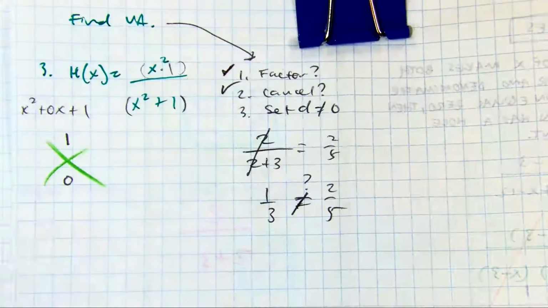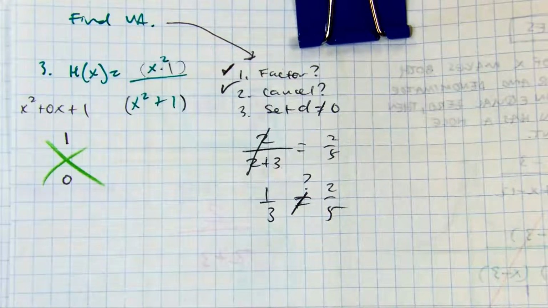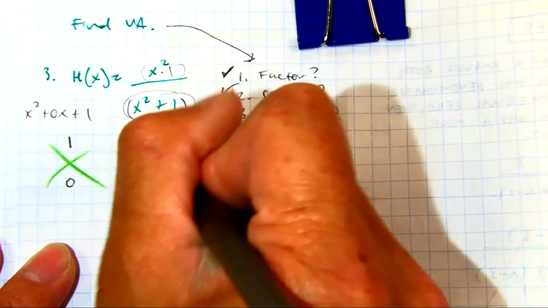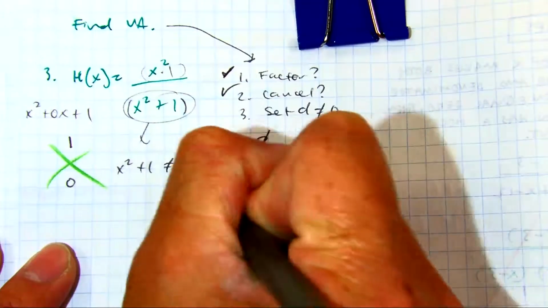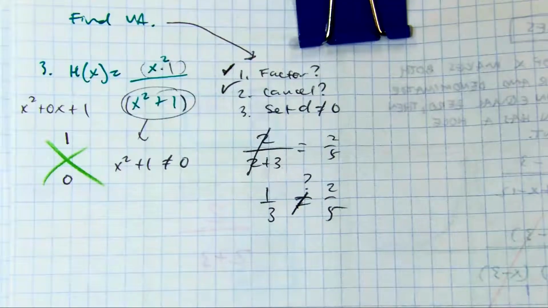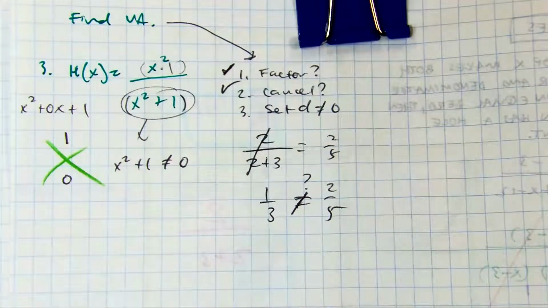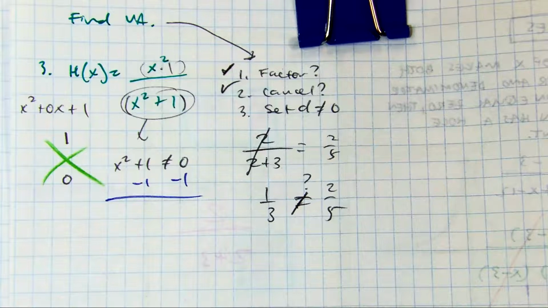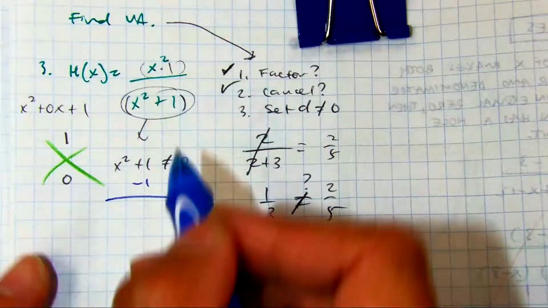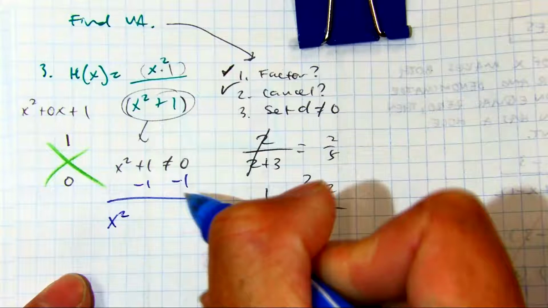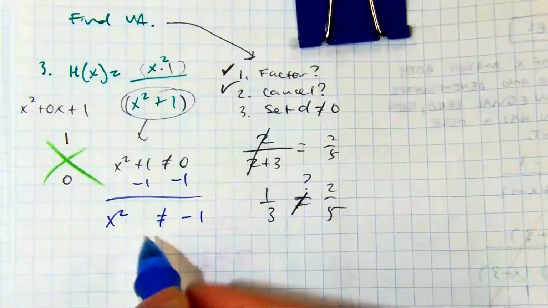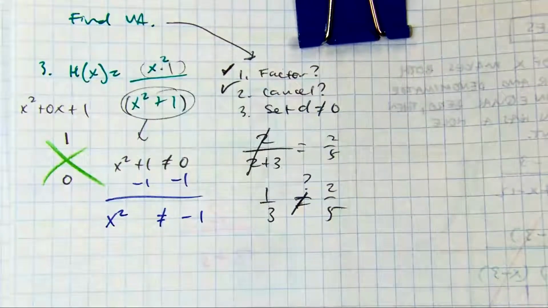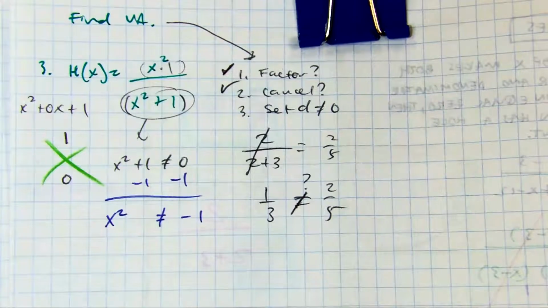Now what do? You're going to set the denominator not equal to 0. X squared plus 1 not equal to 0. Daphne, help us solve that, please. Subtract 1. Yes? What's left? Okay, just don't be scared by that not equal sign. How do you solve for x? You're going to take the square root.